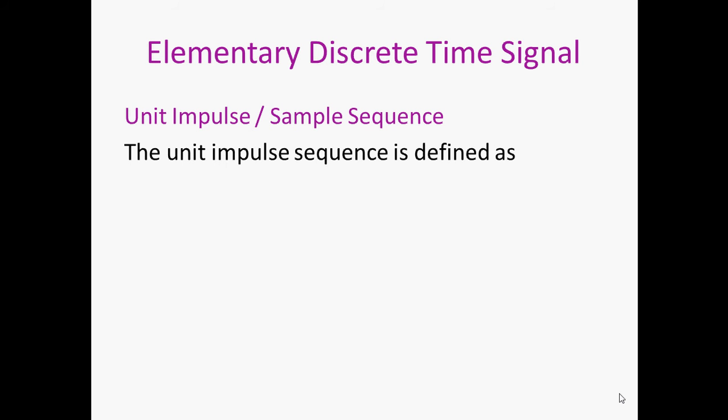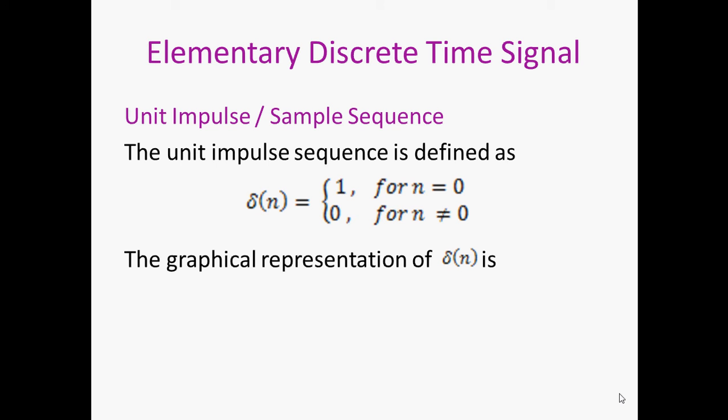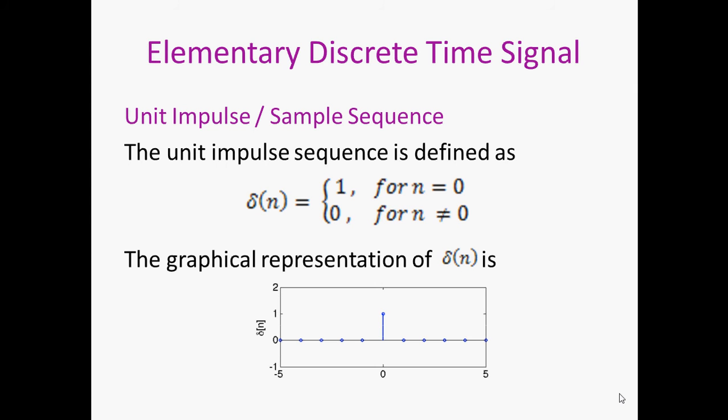Elementary discrete time signals. So what are the elementary signals we are going to use in DSP for calculations or for simplifications? The first signal is the unit impulse or sample sequence. The unit impulse sequence is defined as del of n equal to 1 for n equal to 0, and 0 when n is not equal to 0. The graphical representation of del of n is given as: for n equal to 0, the value is 1. For all other values, the value is 0. So this is your unit impulse or sample response.